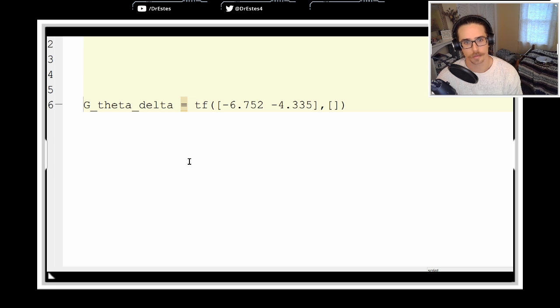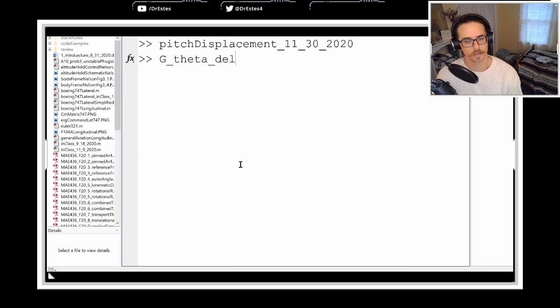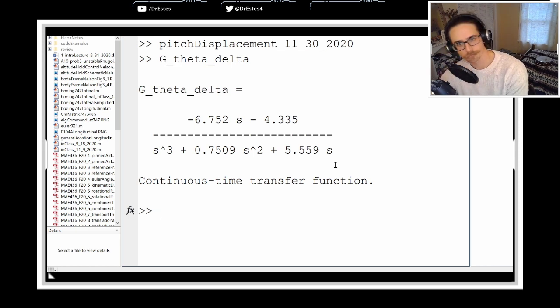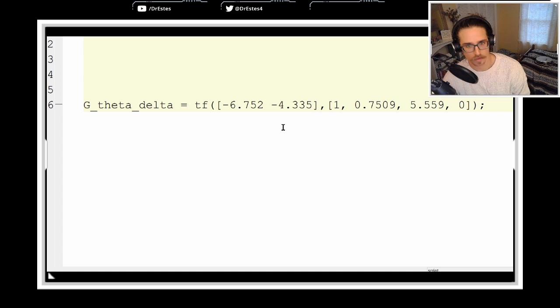And this is gonna run into my head, so I'm gonna move this down a couple lines. All right, then the denominator is s cubed, so we're gonna have 1 times s cubed plus 0.7509 times s squared plus 5.559 times s plus 0 times s to the 0. All right, and actually, I'm just gonna run this code right now. And I'm gonna show you what G theta delta looks like. Boom! You guys have probably made a transfer function in MATLAB before, but that's how you do it. One more peek at that. Numerator, denominator, put in square brackets. All right, let's go back to the notes.